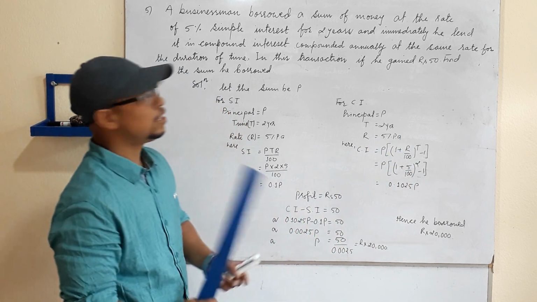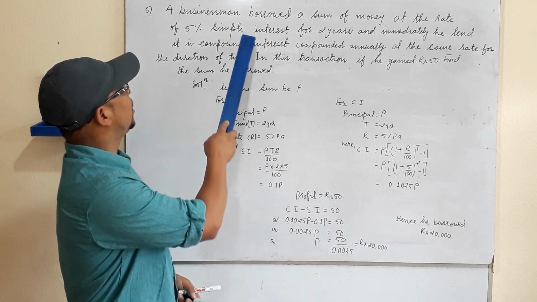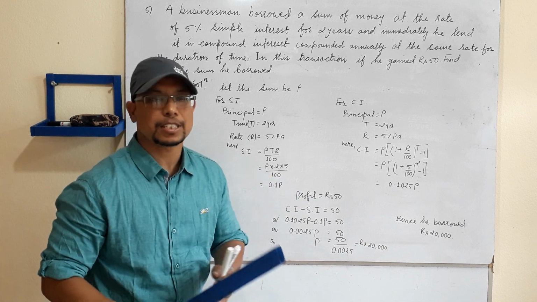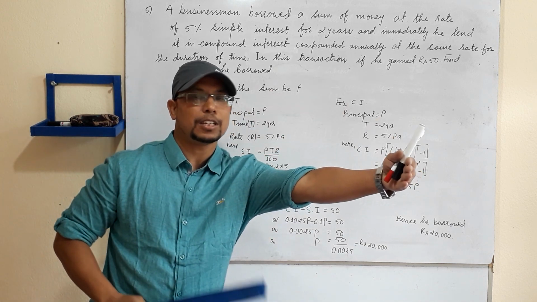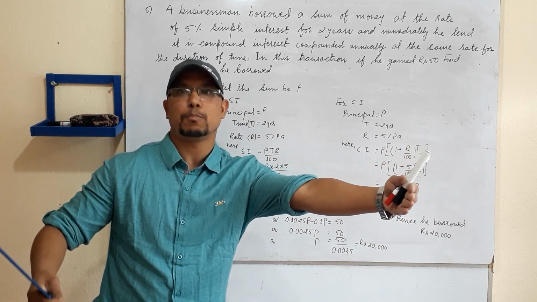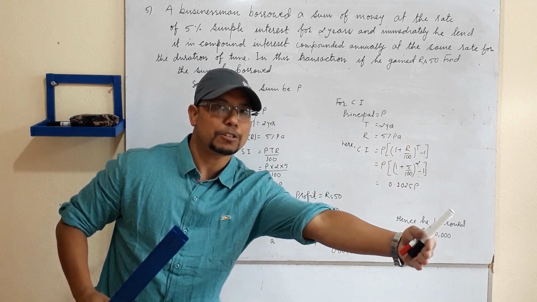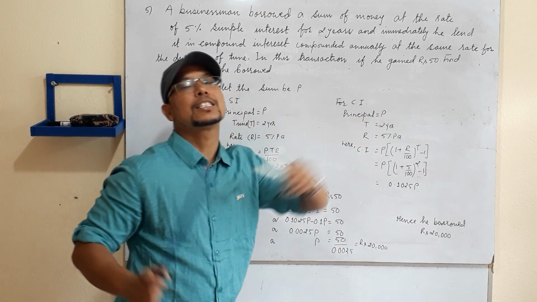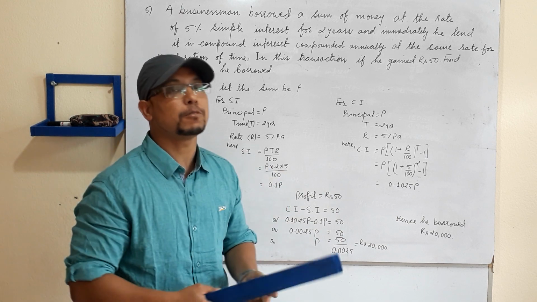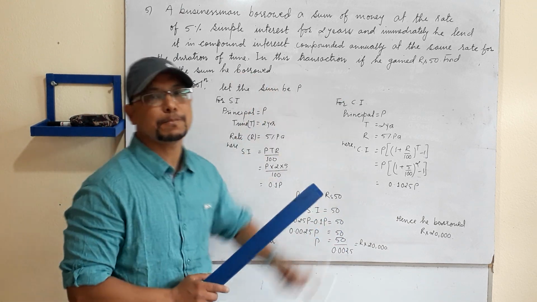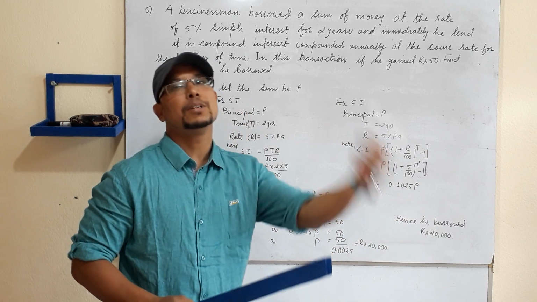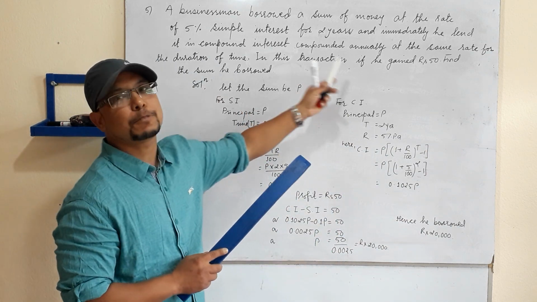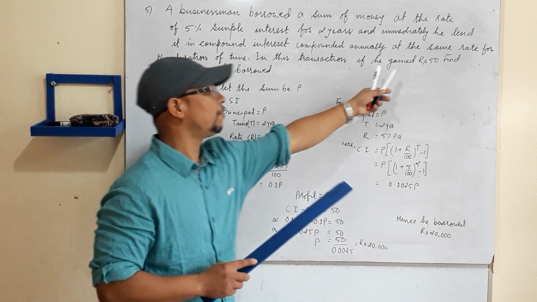Now let's see what the question says. It said he gained 50 rupees. He gained 50 rupees means he invested at compound interest and borrowed at simple interest. That means compound interest is 50 rupees more than simple interest, because he got 50 rupees more. Or you can say the difference between the compound interest and simple interest is 50.